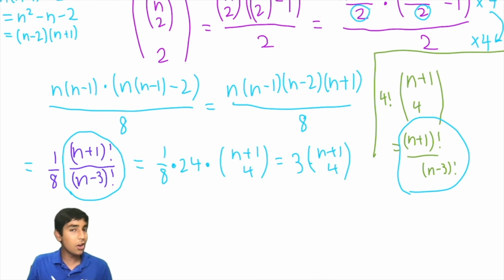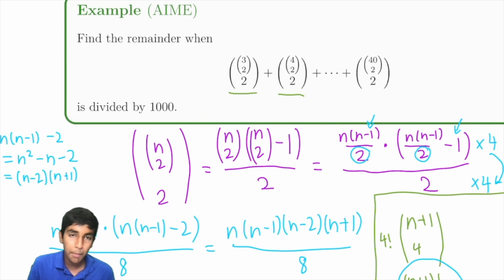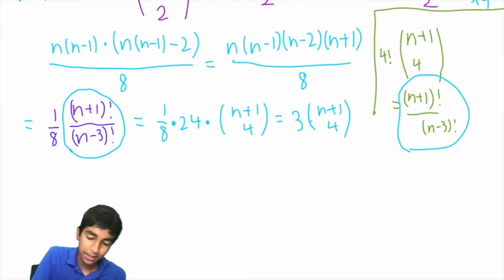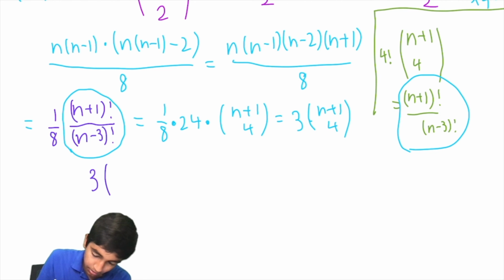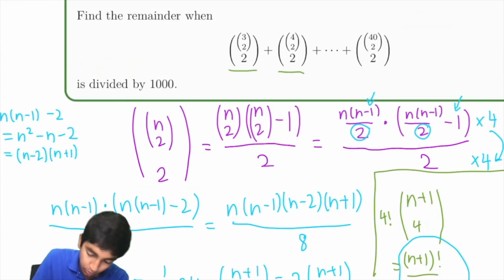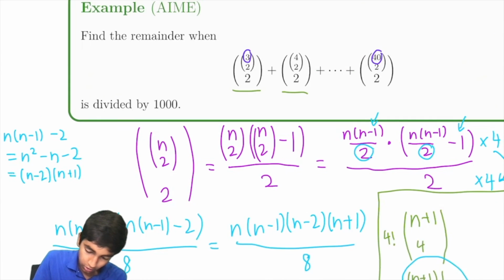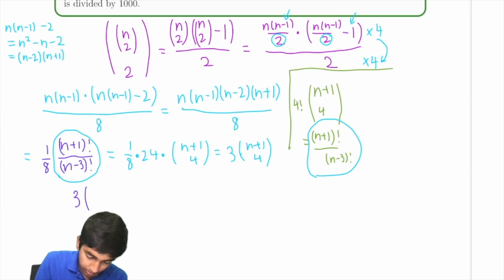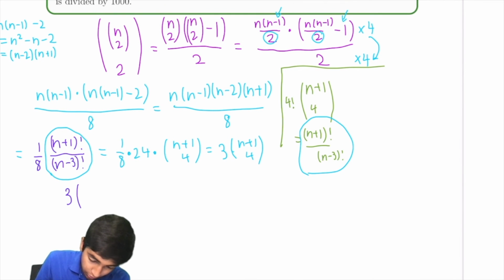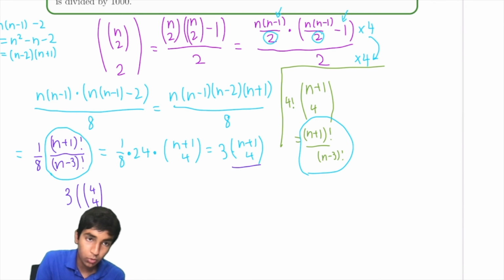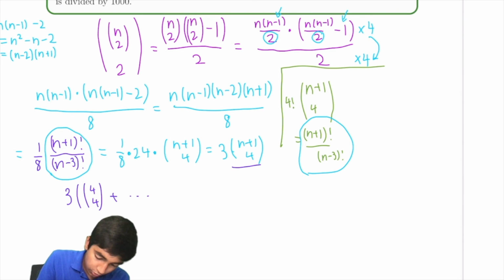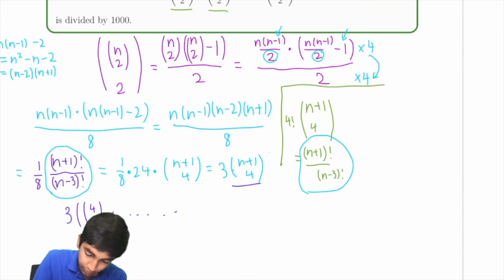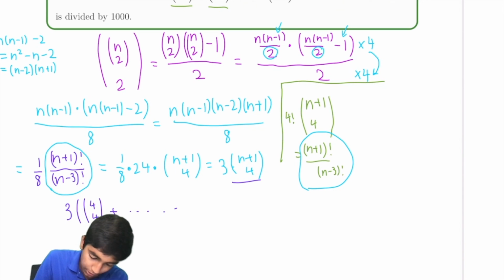But the problem did not ask for it in terms of n. It's asking for an actual answer, and it's asking for the sum of this quantity from 3 to 40. Let's see what we get when we write this. It's 3 times the sum, going from n equals 3 to n equals 40, of n plus 1 choose 4. When n is 3, n plus 1 is 4, so 4 choose 4, all the way to when n is 40, n plus 1 is 41, so 41 choose 4.